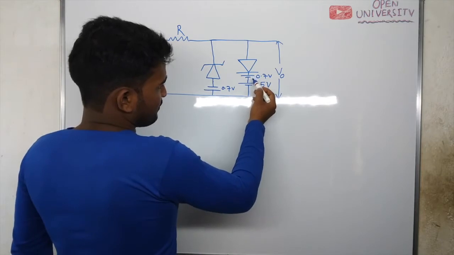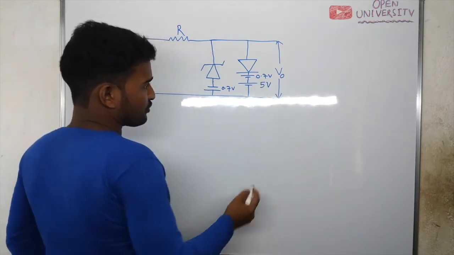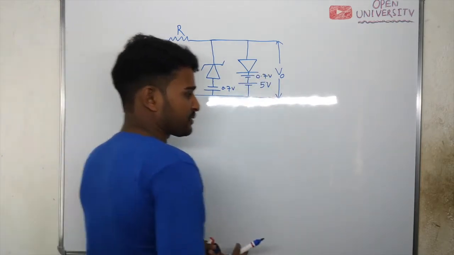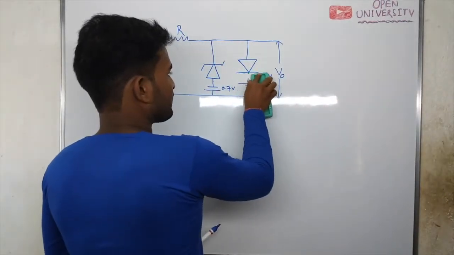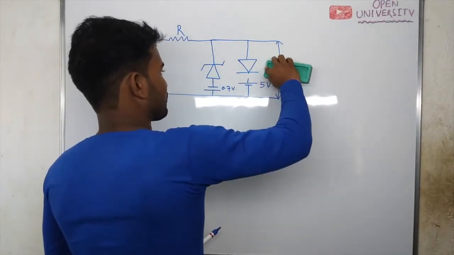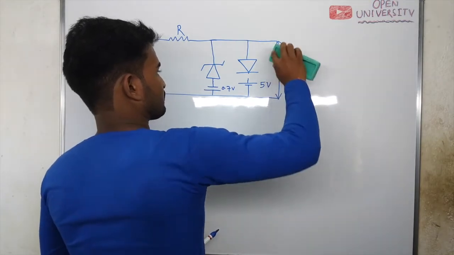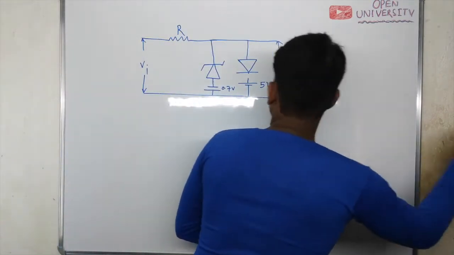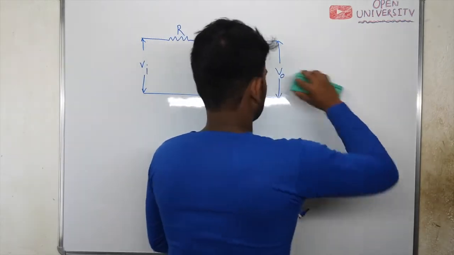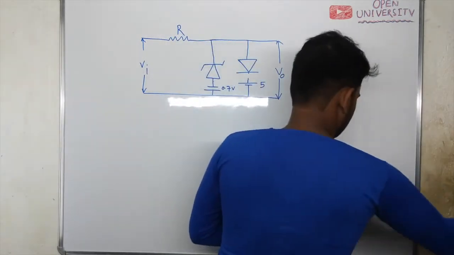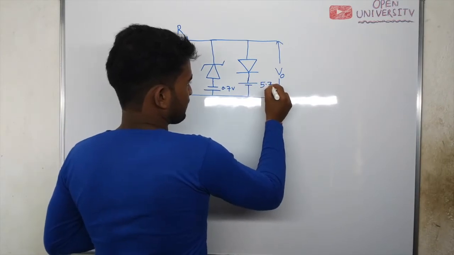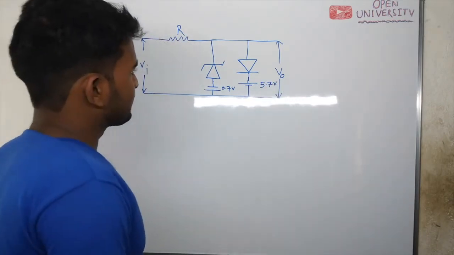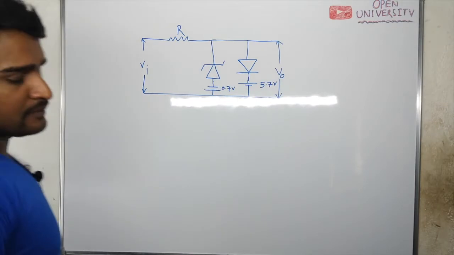Plus minus, so it will be added up, so the net voltage will be 5.7 volt. So the resultant voltage will be 5.7 volt.